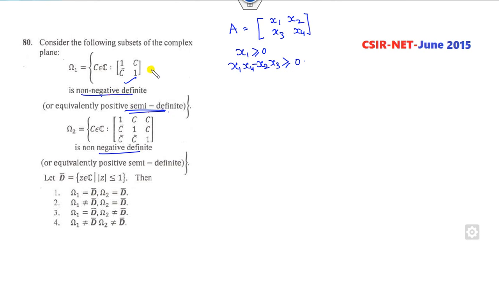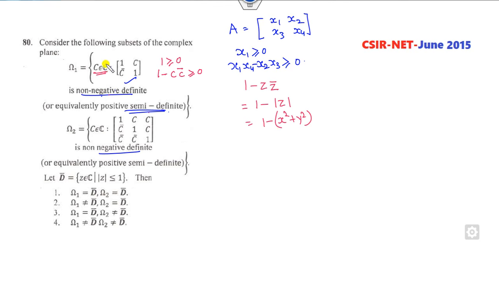Look at the first option. 1 is greater than 0, satisfied. 1 minus |c|² is greater than 0. Is it true? We will see. c is a complex number, so I can take c as z. So I can write this as 1 minus (x² plus y²).